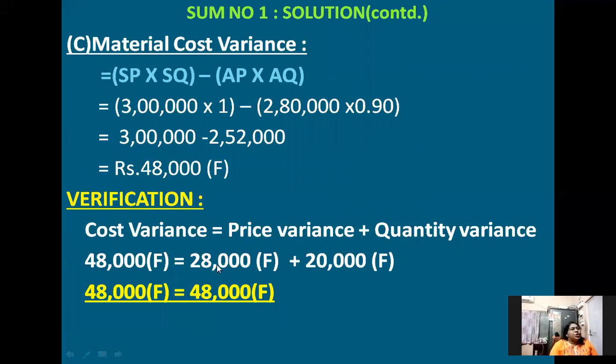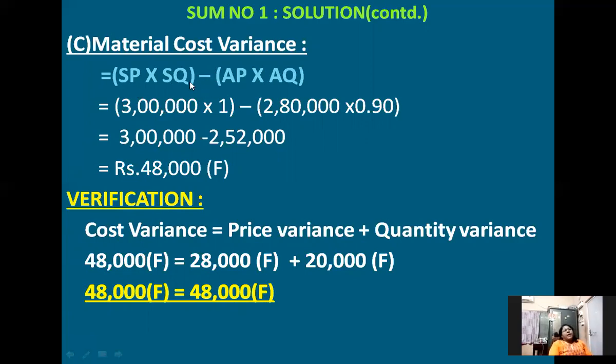That's what I mentioned over here. That is 28,000 favorable plus 20,000 favorable, 48,000. So we calculated cost variance as 48,000. So we have the same answer. Either you can calculate this way, price variance plus quantity variance, which gives 48,000 as cost variance, or else you can apply the formula. What is the formula to calculate material cost variance?